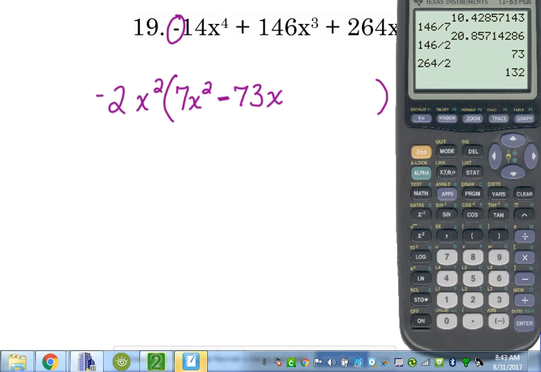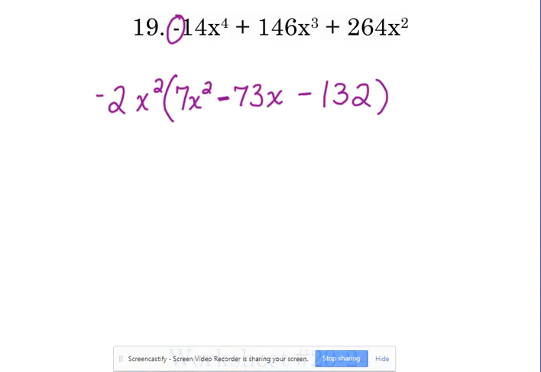And when we take x squared out of x cubed, we're left with x. And then 264 divided by 2 is 132, but we divided by -2, so that's -132. And we factored out the x squared. So we are left with 7x squared minus 73x minus 132. All right, we're not finished though. 7x squared minus 73x minus 132 is factorable. So we've got to keep going.